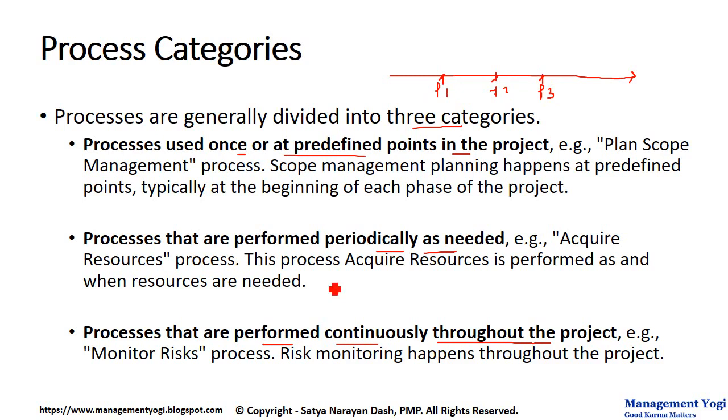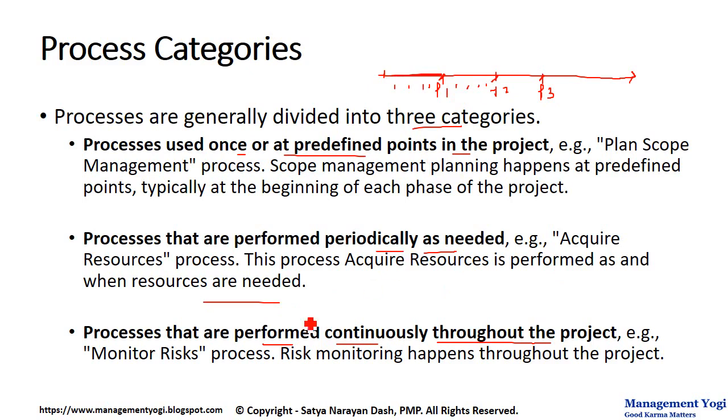Next is processes that are performed periodically as needed. For example, we have a process called Acquire Resources that is part of the Resource Management Knowledge Area, and it belongs to the Executing Process Group. This process, Acquire Resources, is performed as and when resources are needed. So these are periodic. For example, from here to here we have phase 1, and it will be periodically done. Similarly, periodically done in phase 2, like that.